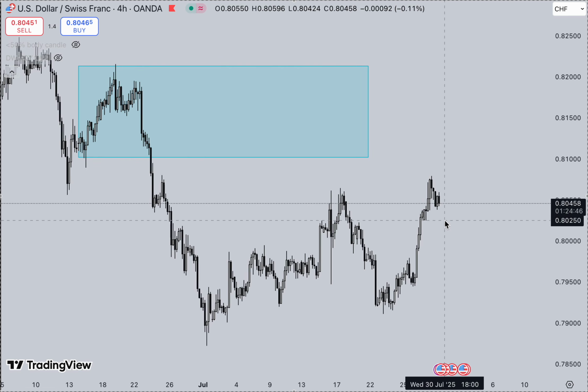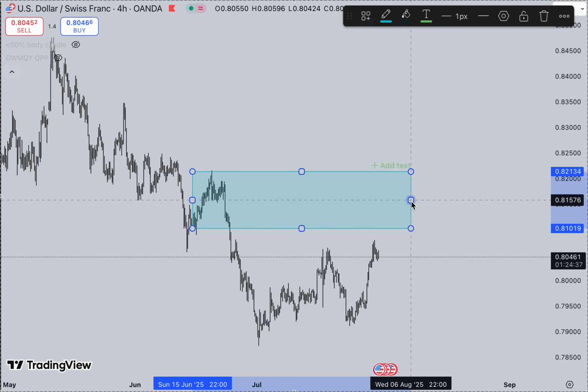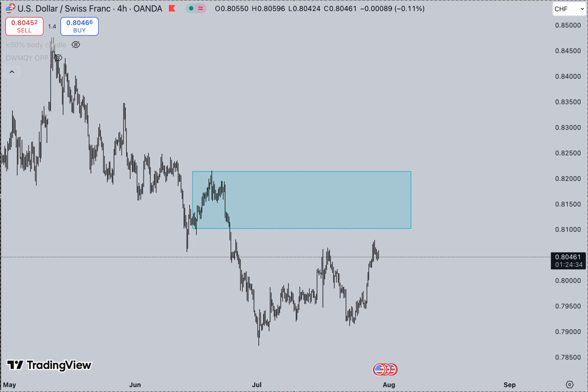Where's our fractal low? Our fractal low is right here, our fractal high is right here. So we want a break of this low, and then we can look for further lower prices to sell it down, to sell it into this level.